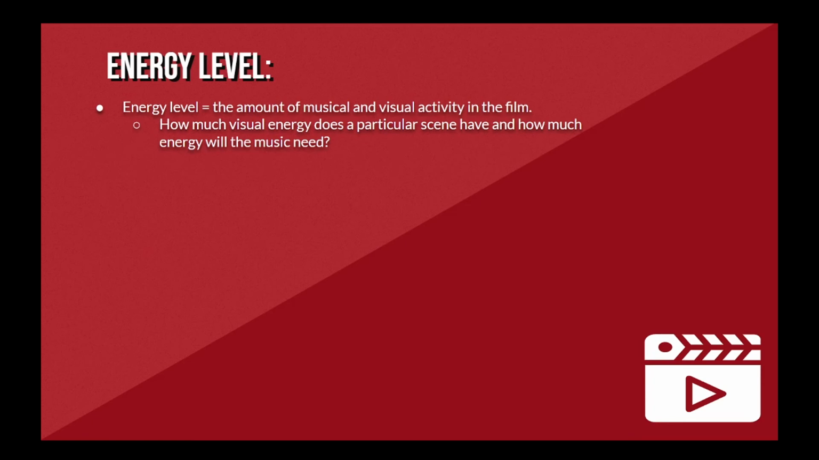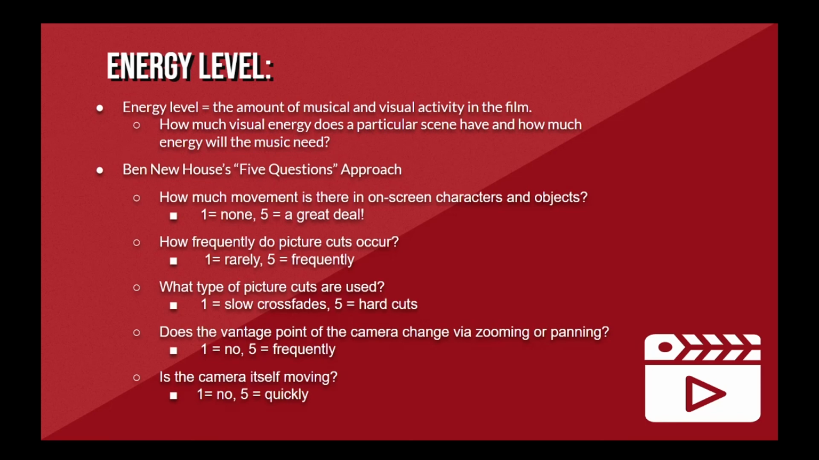In my last video on spotting, I presented Ben Newhouse's 5 questions approach to energy, where you can answer each of the following questions, and using the proposed scale of 1 to 5, find the average of your answers to determine the general energy level for the scene as a whole. If you're like me and you prefer structure in your approach, then you're more than welcome to use this tool. However, you don't have to.